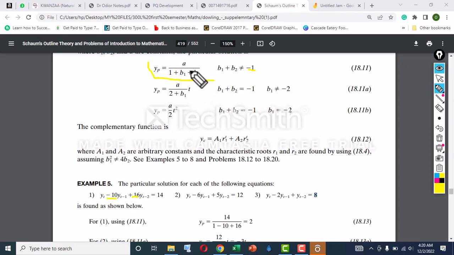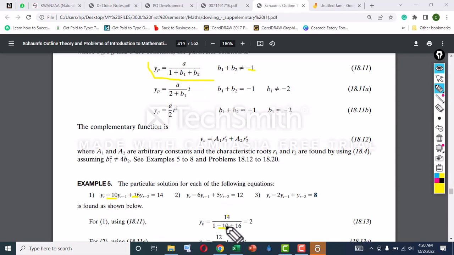And the formula says A over 1 plus B1 plus B2. What was our A? 14. So that's how they get the 14 here, over 1 plus B1. So B1 is minus 10, so we change B1 to minus 10, plus B2. B2 is 16, so we change B2 to 16.